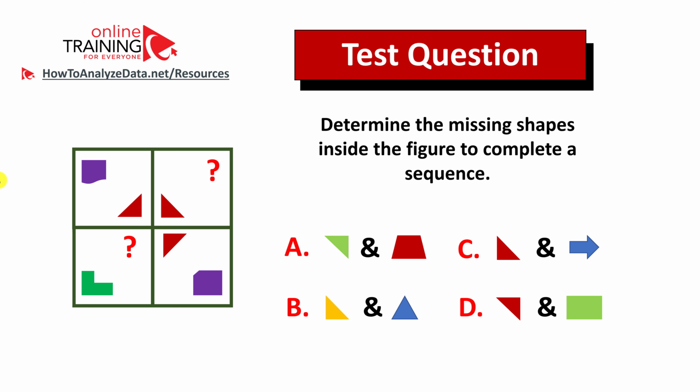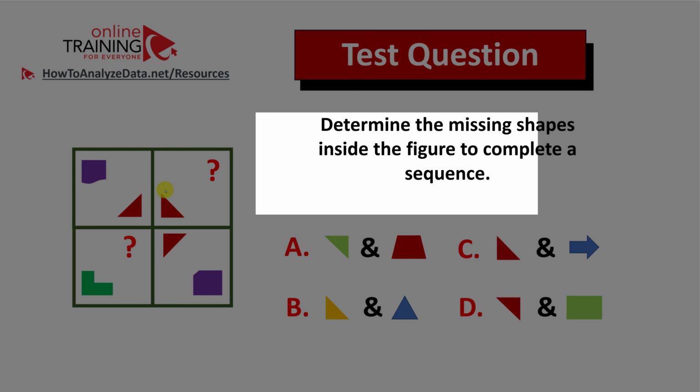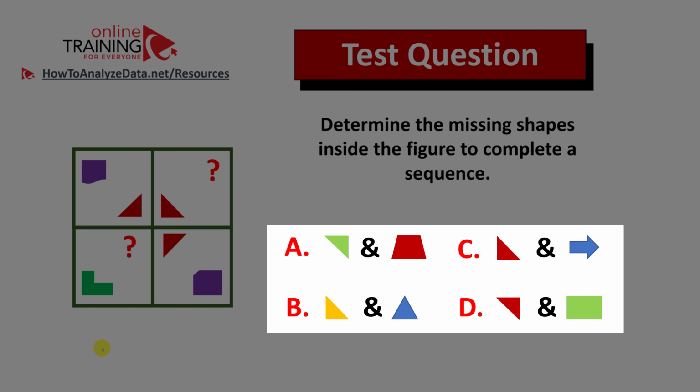Let's look at the interesting question which tests your pattern recognition skills. Determine the missing shapes inside the figure to complete the sequence. You're presented with a 2x2 figure. It has 2 missing shapes, and you have 4 possible choices, A, B, C, and D. Do you see the answer?